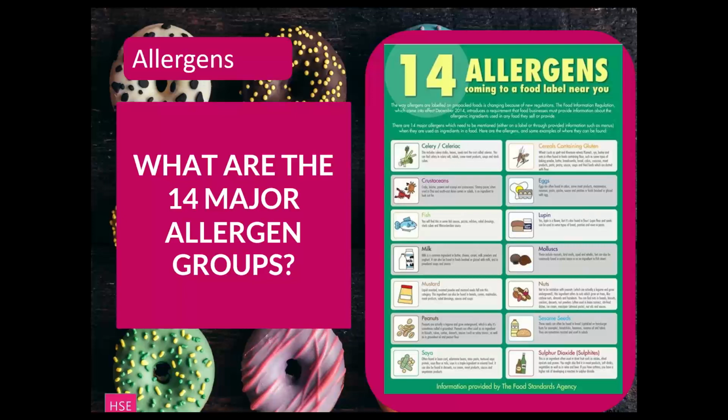So that's anything from celery, crustaceans, fish, milk, mustard, peanuts, soya, cereals containing gluten, eggs, lupin, mollusks, nuts, sesame seeds, as we know about, and then sulphur dioxide. So at the moment, there are 14 major allergens.